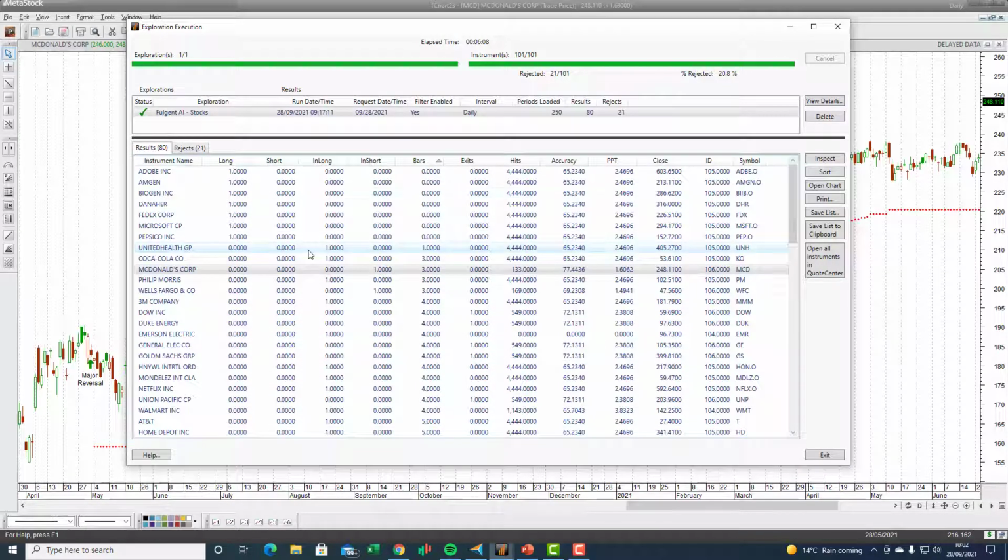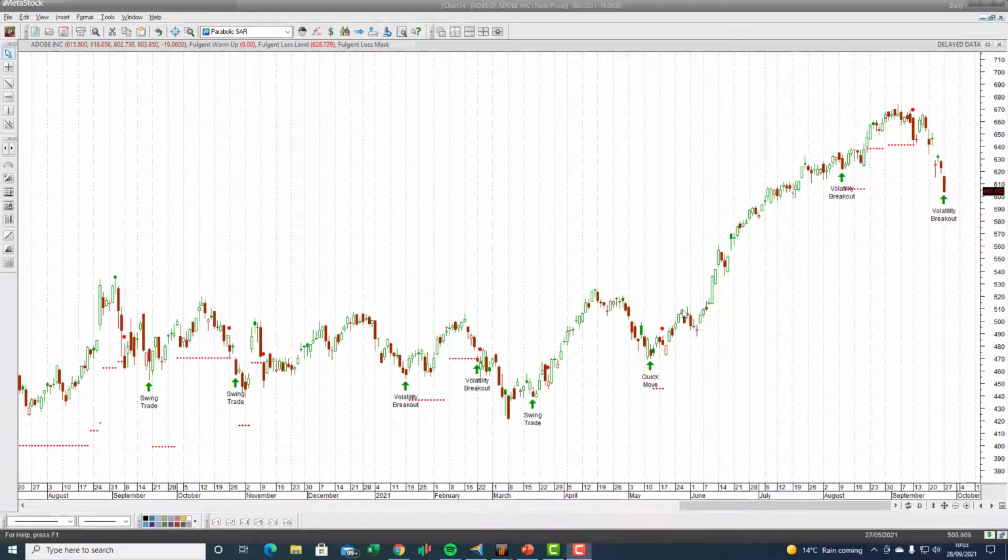So let's jump straight into the most recent trades, and we're going to look at these from an AI perspective. We'll start with the top 10, for example. Now, trading the AI on ADBE has been very successful.